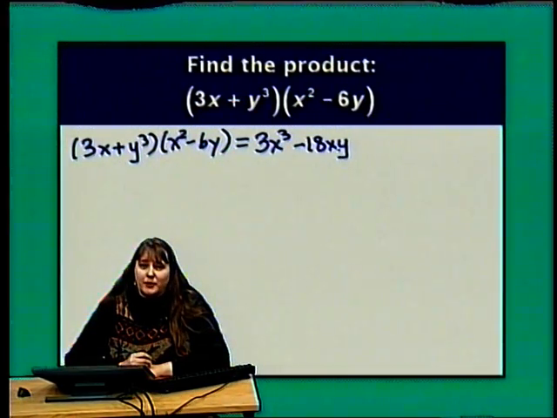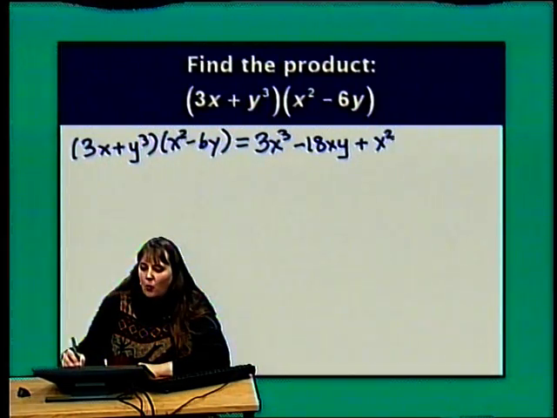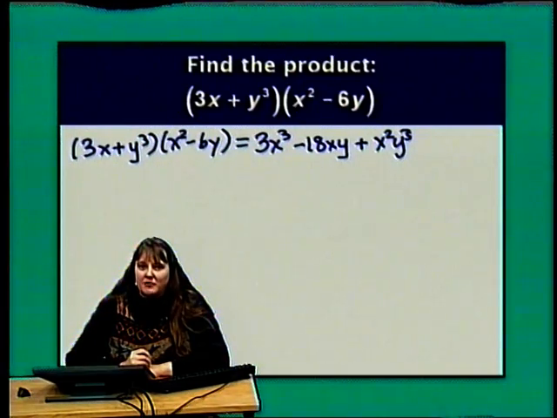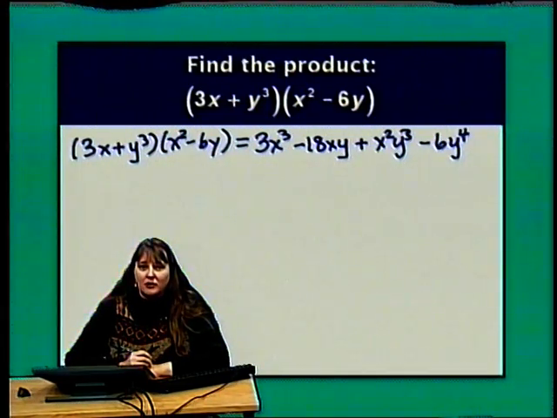The product of the inner terms, y cubed and x squared, is x squared y cubed, again writing my variables in alphabetical order. Finally, the product of the last terms, y cubed and -6y, would be -6. Y cubed times y is y to the 4th. Now I need to look for like terms. 3x cubed doesn't have a like term. -18xy doesn't have a like term. X squared y cubed doesn't have a like term. And likewise, -6y to the 4th doesn't have a like term. There are no like terms to combine, so there's nothing to simplify here.